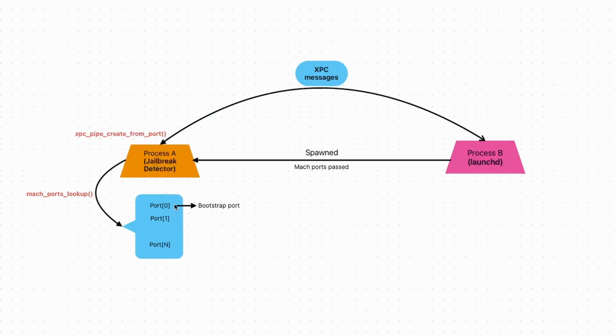So once we have access to this port, using the xpc_pipe_create_from_port function, we can create a pipe between these two processes by passing this very first port as an argument to this function. And once the pipe is created, we can then exchange XPC messages back and forth in a secure manner. So at a high level, this is how this whole inter-process communication works.